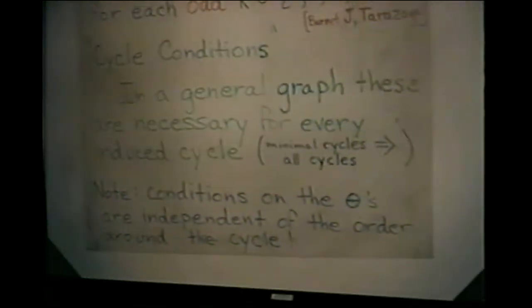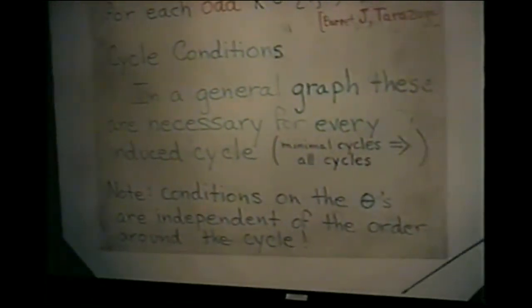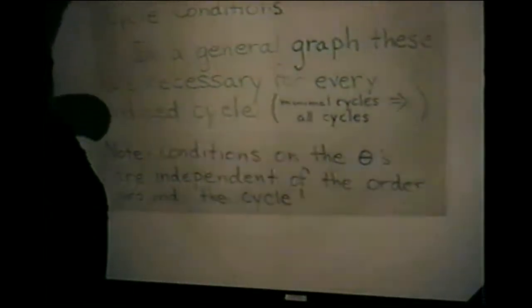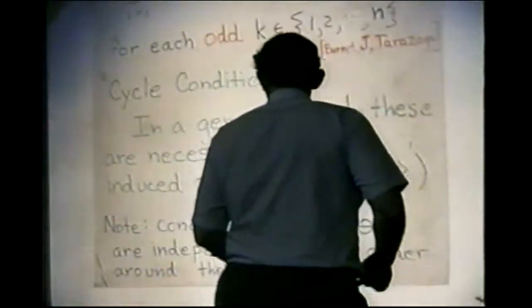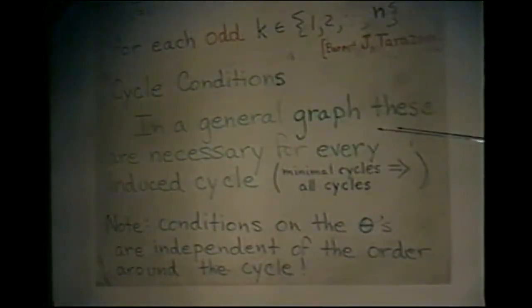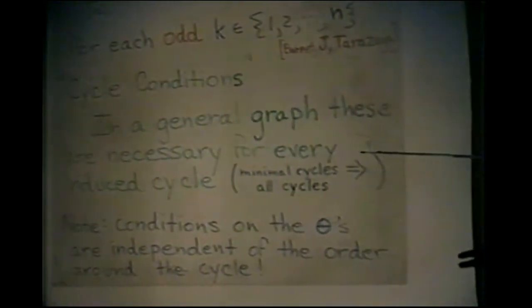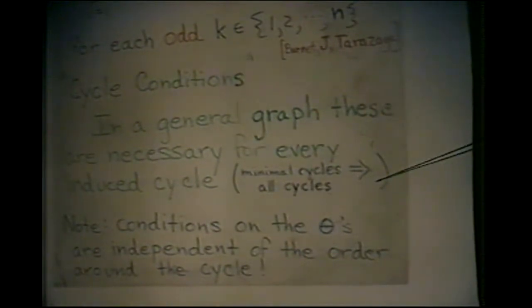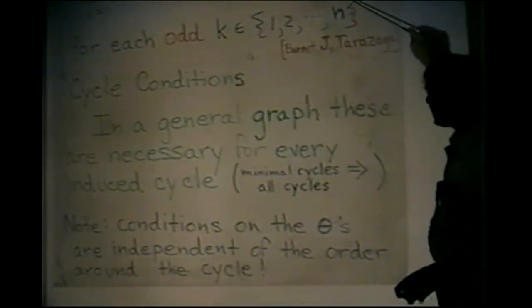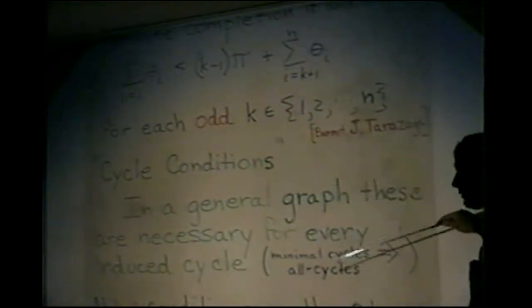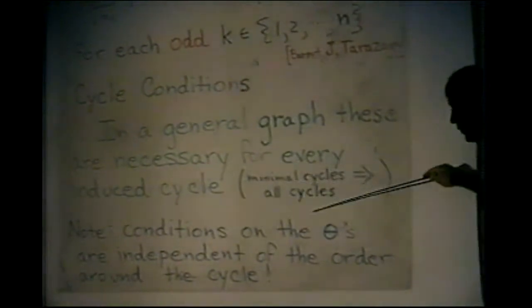And these are what we refer to as the cycle conditions for a cycle of data for the positive definite completion problem. Okay. So what that means is now that if I have any old graph at all, I have a new necessary condition for completability. Anytime I see a cycle in that graph, then the data associated with the cycle had better satisfy these cycle conditions. And in fact, you can prove that you only need to look at the minimum cycle.